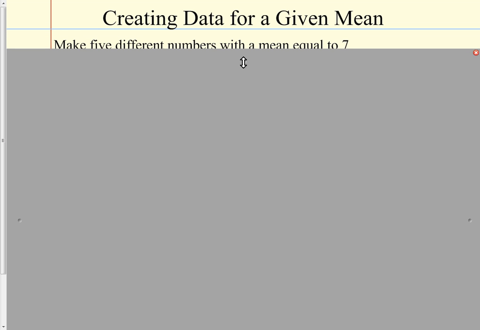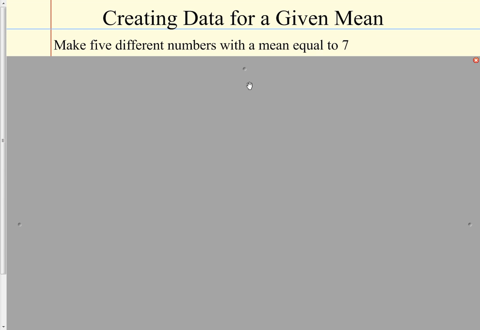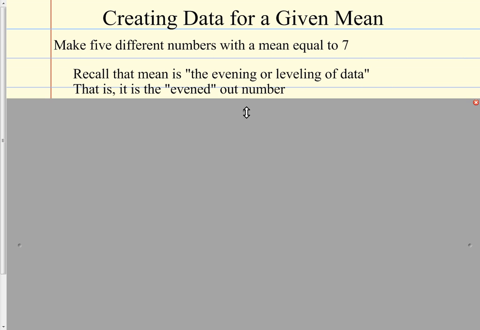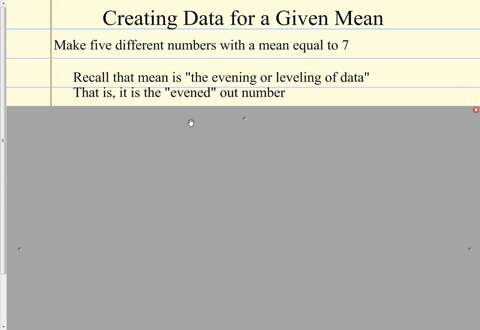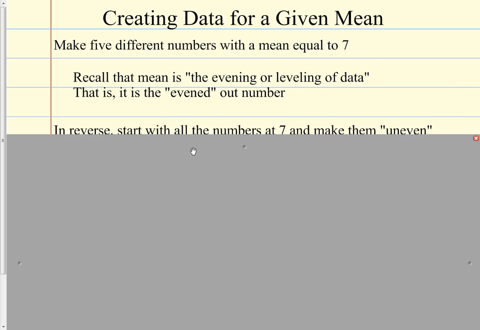Okay, so let's take a look at creating data for a given mean. For example, what if we wanted to have 5 different numbers with a mean equal to 7? So let's recall a couple of important things. The mean is the evening or leveling of data. That is, it's the evened out number. So when we first started, we started using blocks and we wanted to even them all out.